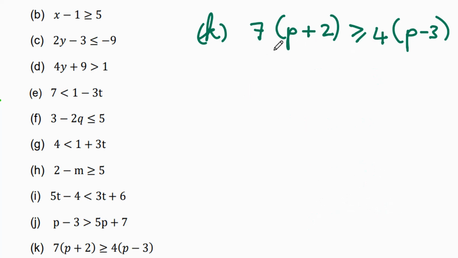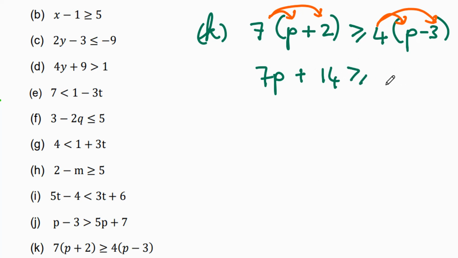We're going to start by multiplying out the brackets on both sides. So we're going to multiply like this. So 7 times p is 7p. Then we have the plus. 7 times 2 is 14. 4 times p is 4p. Then the minus. And 4 times 3 is 12.